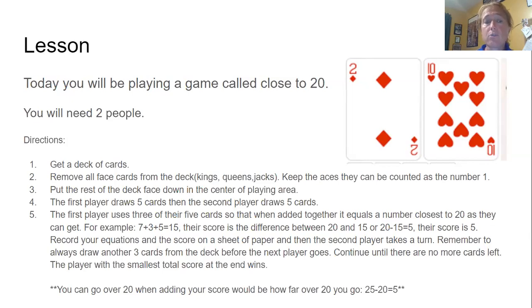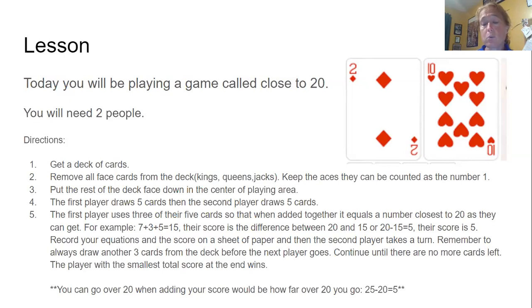And remember to always draw another 3 cards. So you're using 3 cards, which means you have 2 in your hand. So you'll draw 3 more out of the pile. Continue until there are no cards left, and the player with the smallest score wins.